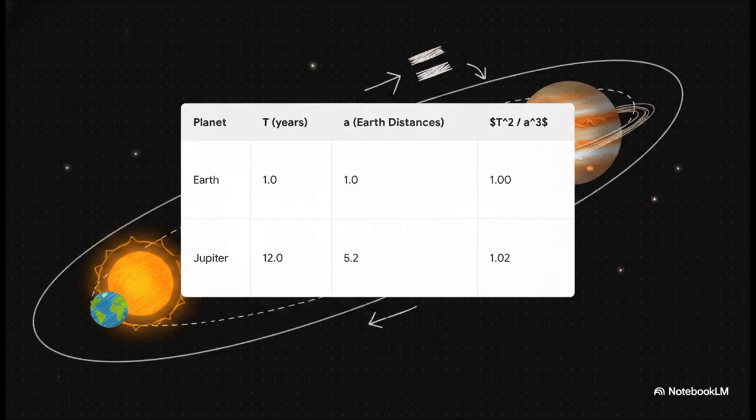And check this out. This is the law in action. You've got Earth and Jupiter, totally different orbits, different speeds, the whole deal. But if you do this one little bit of math, take their period, square it, and then divide by their semi-major axis cubed, boom, you get basically the exact same number. It's like this magic constant for anything orbiting our sun.